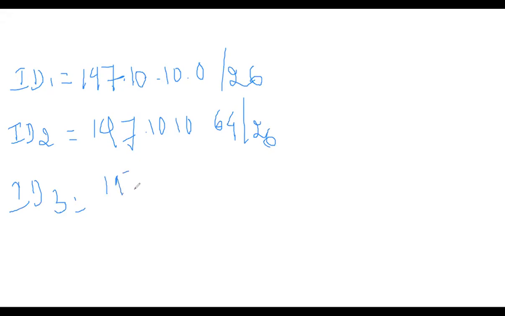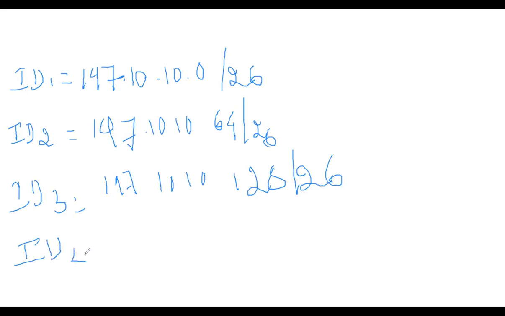ID3 is 197.10.10.128/26. Got it? This is ID3. This is ID4. ID4 is 197.10.10.192/26. Got it? How are you going to get the ID?